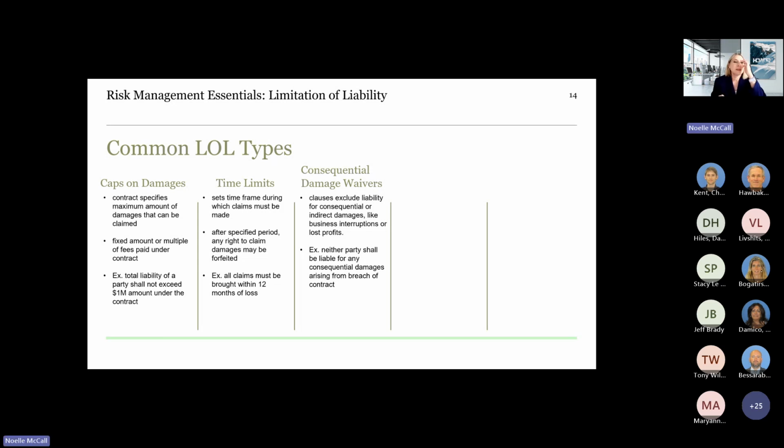The third one is consequential damage waivers. These are clauses that exclude liability for things like consequential or indirect damages, such as business interruption costs or lost profits. An example of that would be neither party shall be liable for any consequential damages arising from breach of contract.